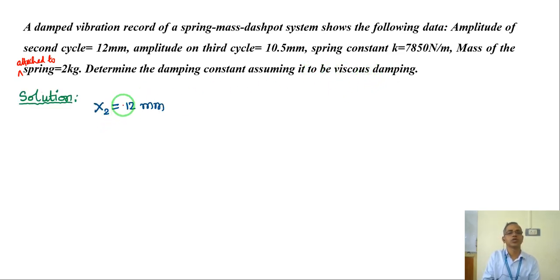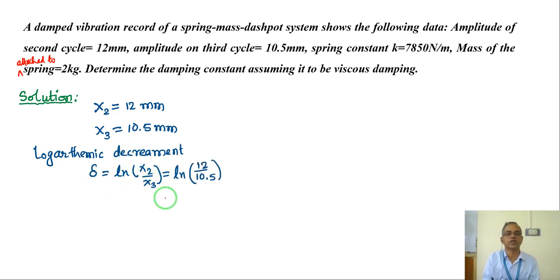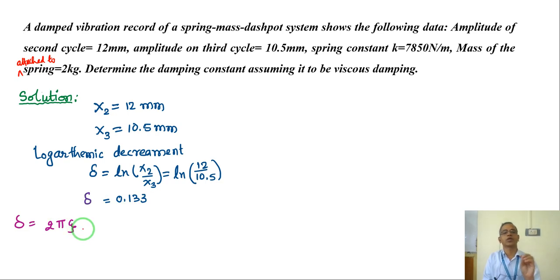So the solution goes that I know the x2, I know x3, the ratio gives me the logarithmic decrement, which is natural log of x2 by x3, so that comes out to be 0.133. I also know the logarithmic decrement is related to damping, which is 2 pi xi, assuming the damping ratio is small. Because I got the logarithmic decrement as a very small value, definitely I will have damping ratio less than 10%. Otherwise, I will have to divide this by root over 1 minus xi square if the damping is more than 10%.